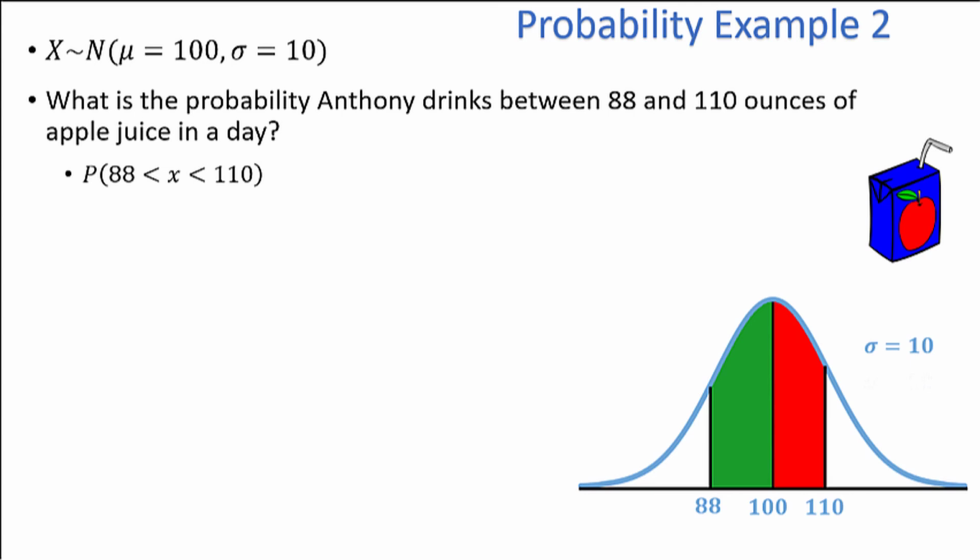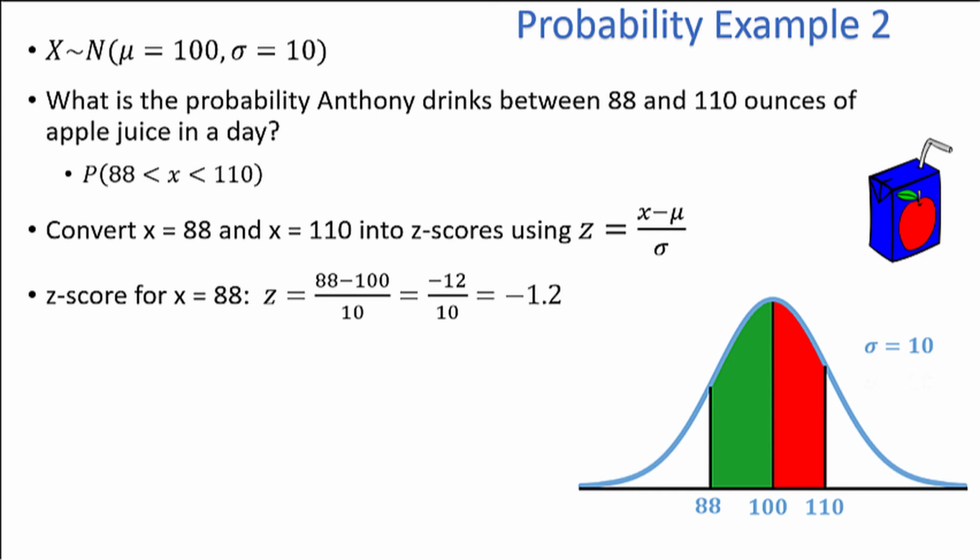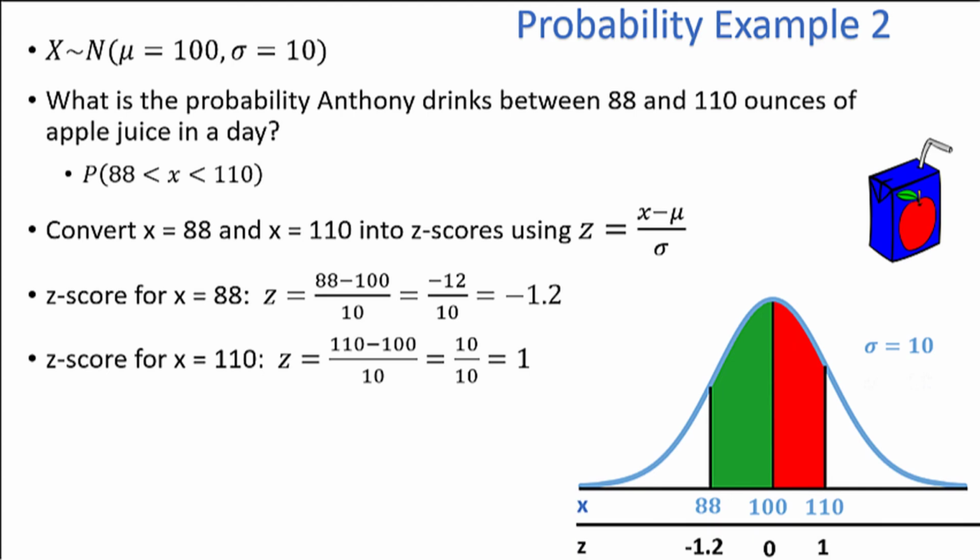Now, we need to convert x equals 88 and x equals 110 into two z-scores. The z-score corresponding to 88 is 88 minus 100 divided by 10, which equals negative 1.2. The z-score corresponding to 110 is 110 minus 100 divided by 10, which is equal to 1. We can add the second horizontal axis and put our z-scores on the graph. The probability 88 is less than x is less than 110 becomes the probability negative 1.2 is less than z is less than 1 if we convert into z-scores.